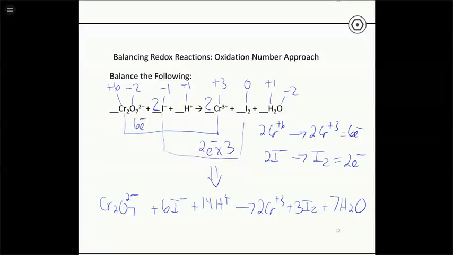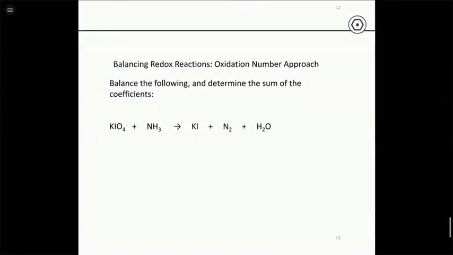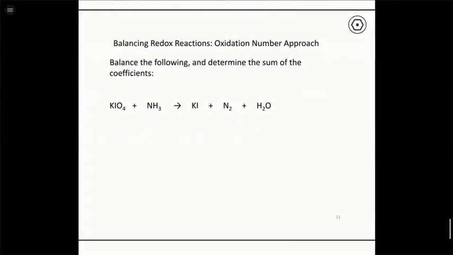All right, let's just keep doing these. The more we do, the more familiar they'll become. All right, so this one here, we have potassium periodate plus ammonia, making potassium iodide, nitrogen, and water. So this one asks us to balance and then determine the sum of the coefficients.